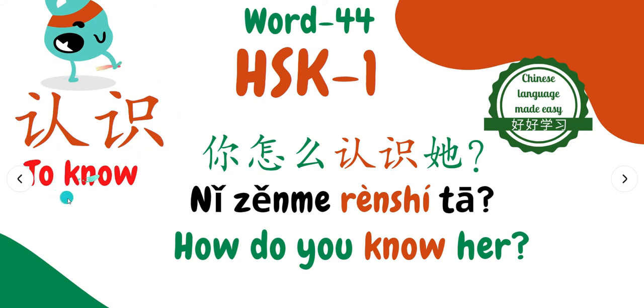认识 means to know. This is the word 认识. 你怎么认识她？ You how know her. Literally, how do you know her? So 你 means you, 怎么 means how, 认识 to know, 她 she, but here it is used as an object, so we will say her. 你怎么认识她？How do you know her?